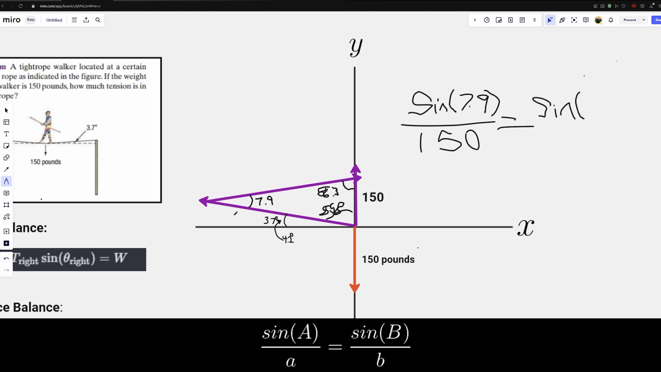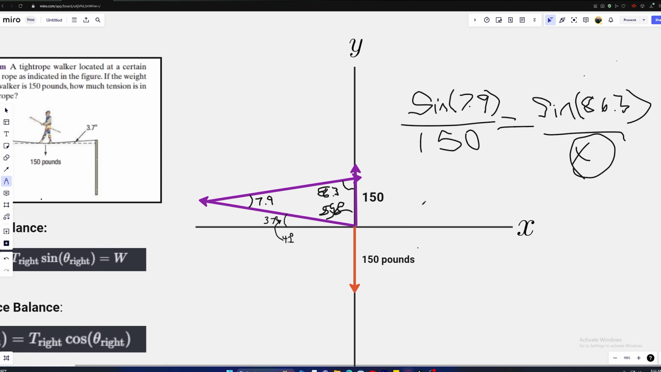Since I want to find the link right here, 86.3 over, say, x. So to solve x, you just work out the math here. Now the tension on the left doing this will equal 1089. And then you just do the same thing on the other side. Just change this number here.